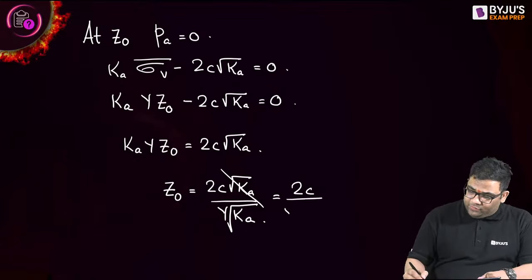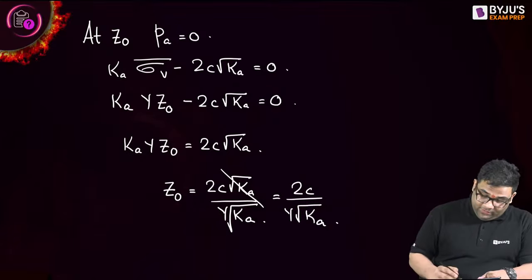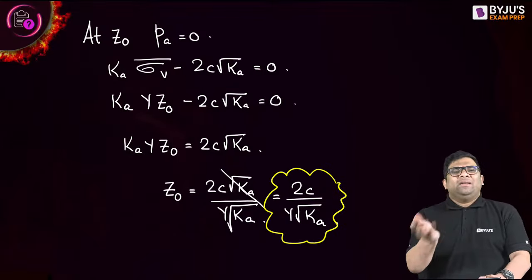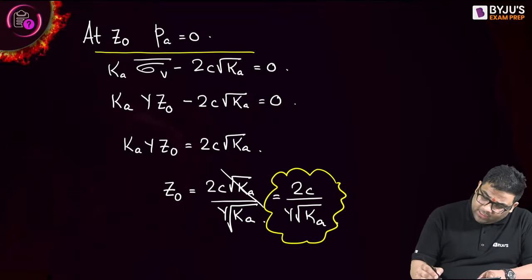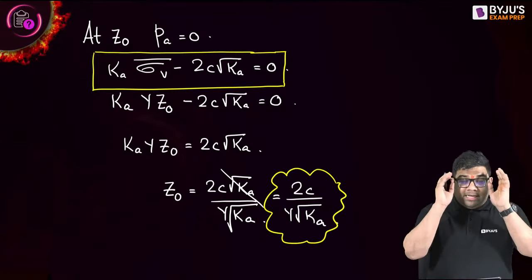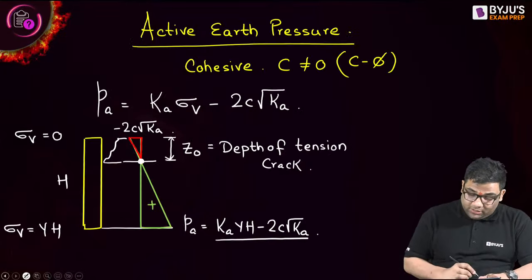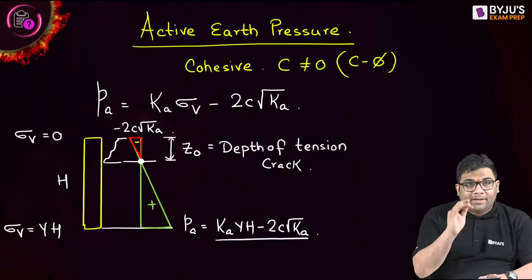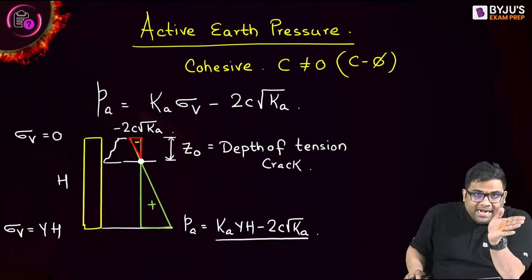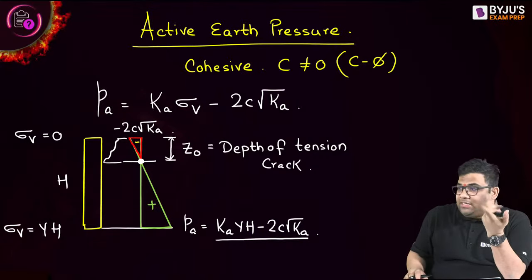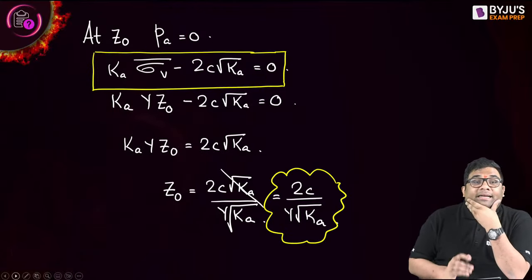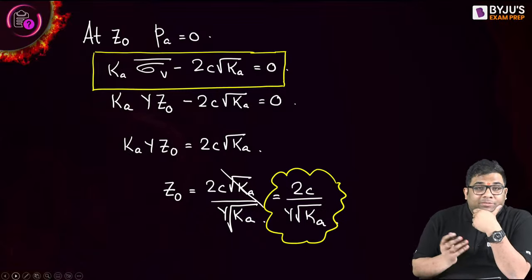So if you're getting confused in these equations, about what is the depth of tension crack, then simply do what? You know the equation of your active earth pressure, just equate that to zero. Because there only the tension is, at Z naught, what is happening? You see, it is negative, negative, negative, then it becomes zero. After that, it is positive. So at that particular depth, the earth pressure is zero. Very easy. So this expression we got is the depth of tension cracks.